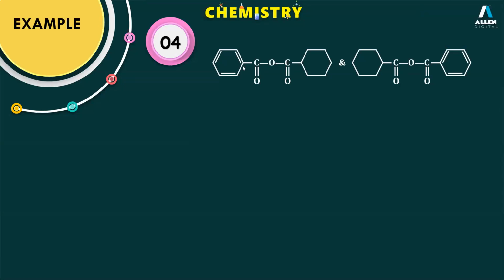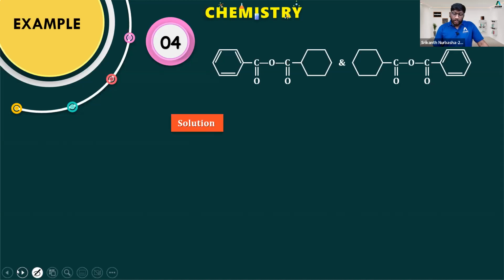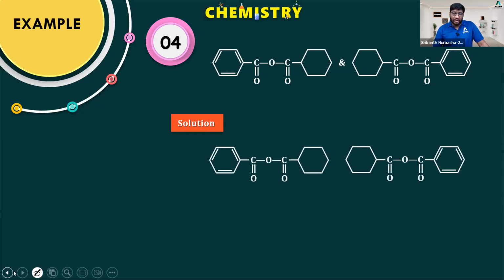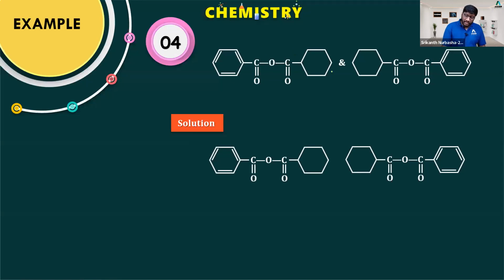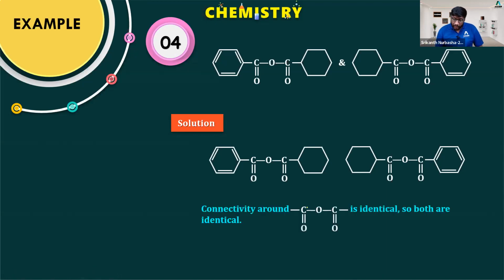Identical, right? Because although you change the position, everything is similar. So even though you change the cyclohexyl ring and phenyl ring substitutions, the two compounds are the same, just identical. They are not going to be identical whenever I change the isotope, like if I place carbon 14 here. This is carbon 12, this is carbon 14. Then you can say they are not identical, because the positions to which the phenyl group and cyclohexyl group are connected are different. But in this particular scenario, both are the same, so obviously they are identical in nature. Connectivity around the C double bond O is identical.